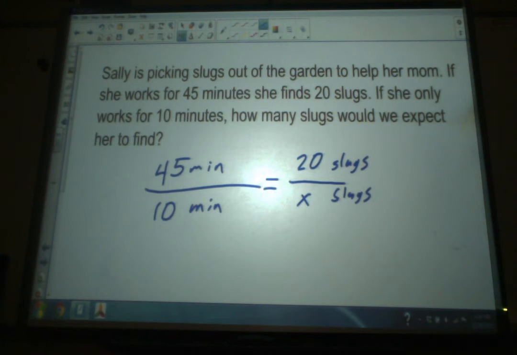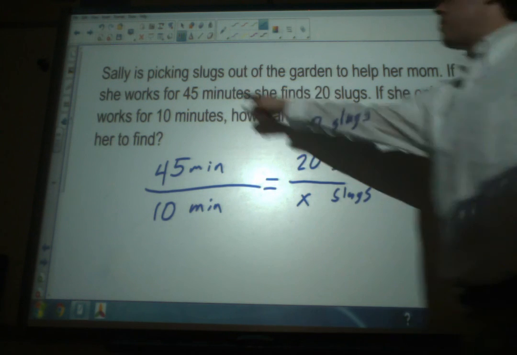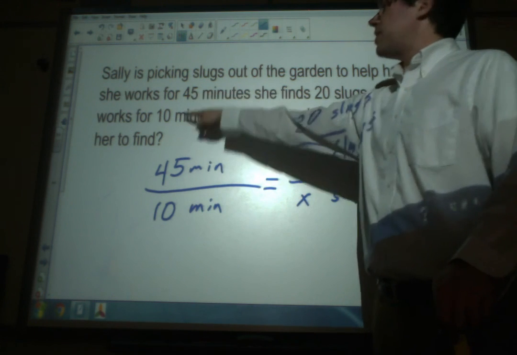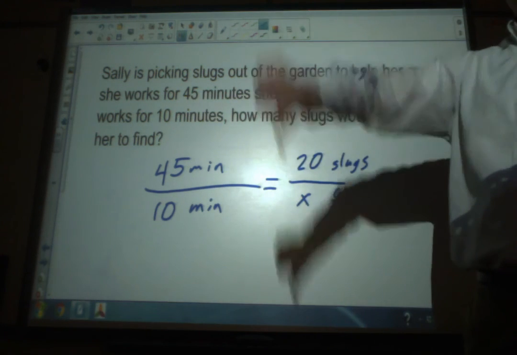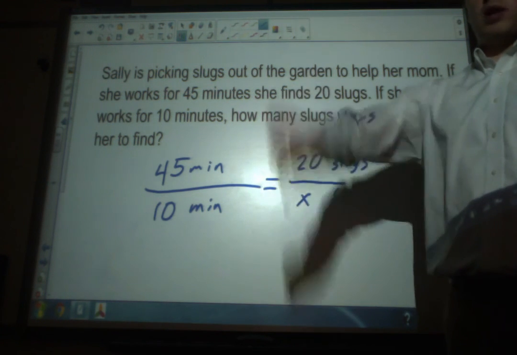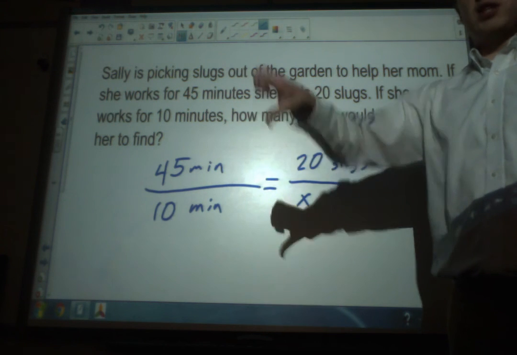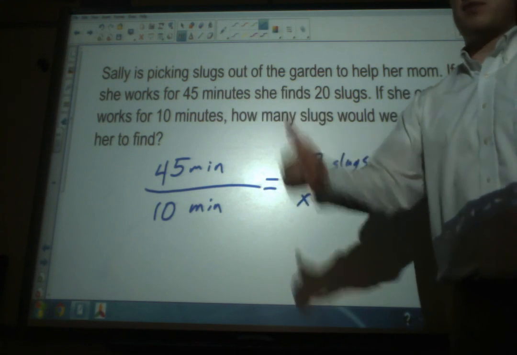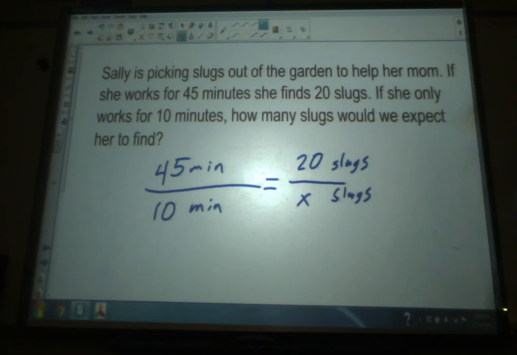Well, real quick, let's check and make sure, is this a direct proportion? Okay, let's think about it. 45 minutes and she gets 20 slugs. What if she only works for 10 minutes? So, the minutes, did they go up or down? Well, they went down. She started at 45 minutes, now we're saying only 10 minutes. So, the minutes go down. Well, if she works for less time, is she going to get more or less slugs? You would think she would get less slugs with less time, and more slugs with more time. So, they go up together, they go down together, that means it is a direct proportion. Okay, so we're good in that sense.